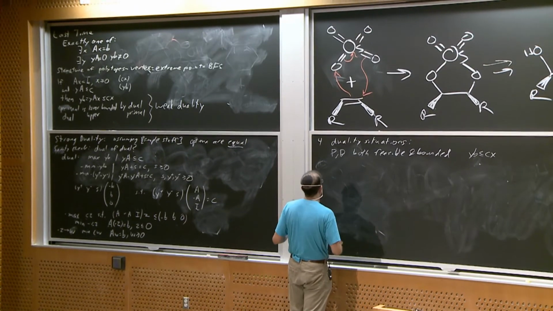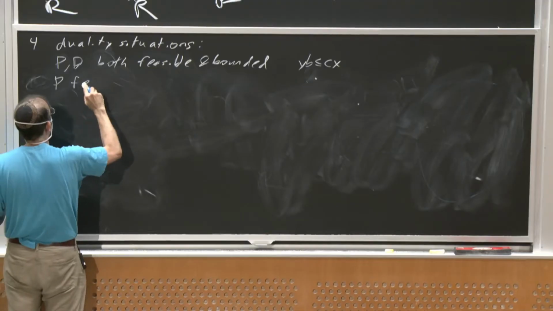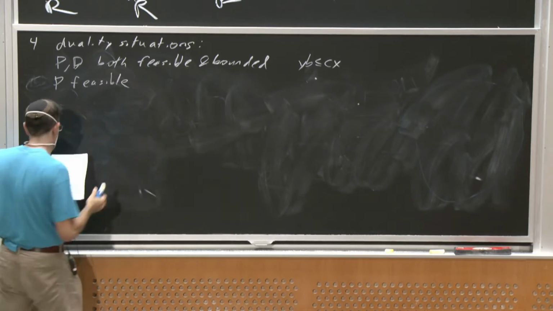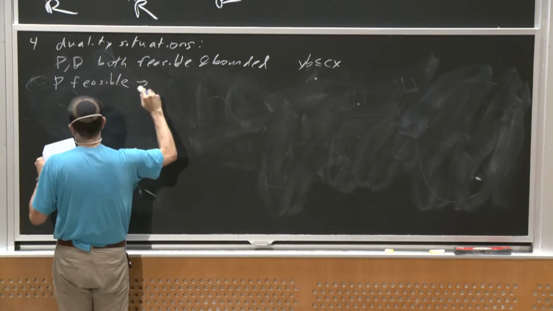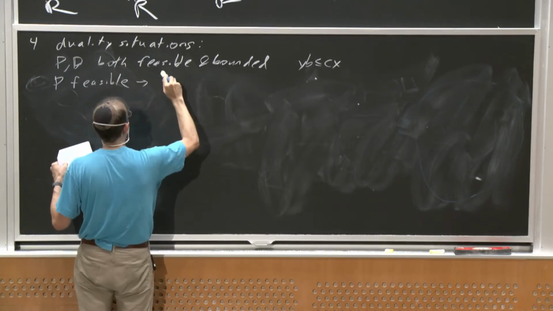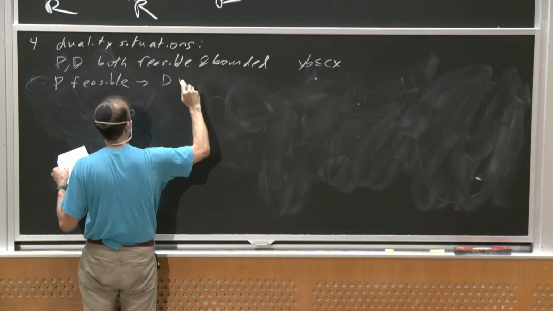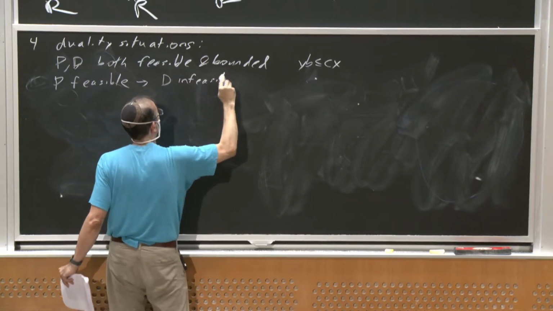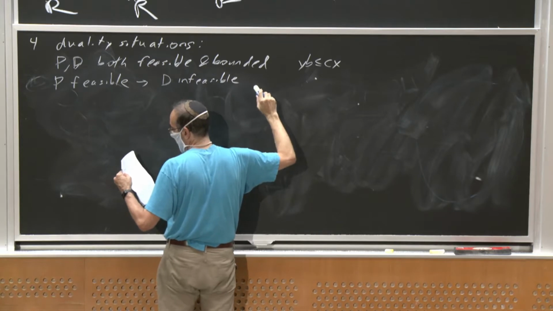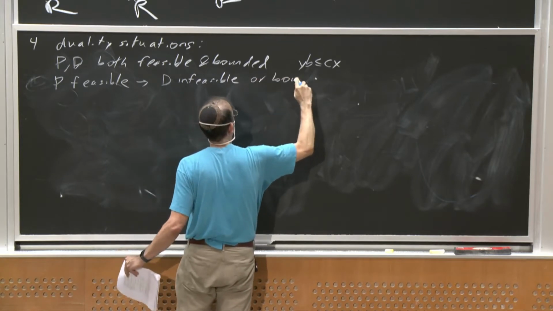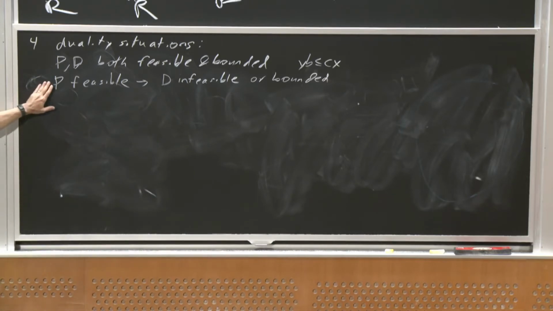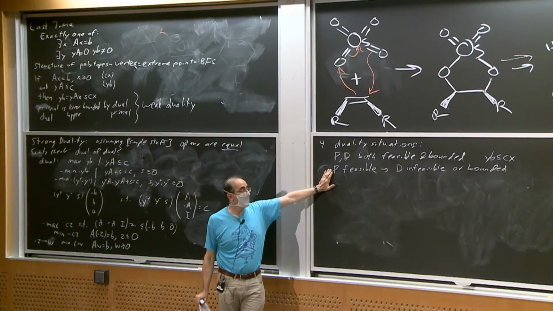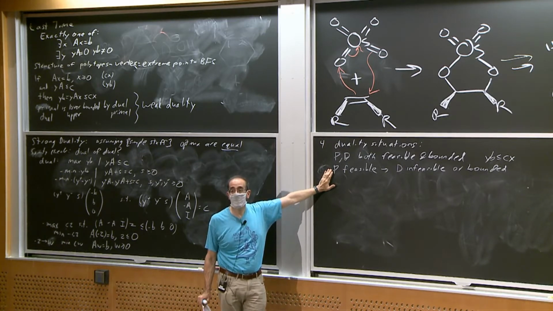Now, another possibility is that P may be feasible. Okay. If it is, that is going to make D either infeasible or bounded. Okay? If P is feasible, it provides a bound, and that prevents the dual from being unbounded. Right?